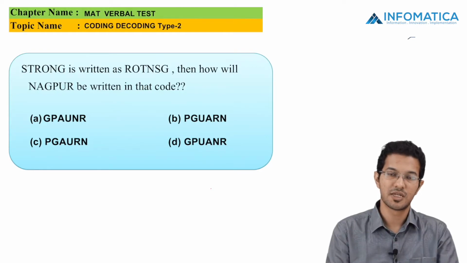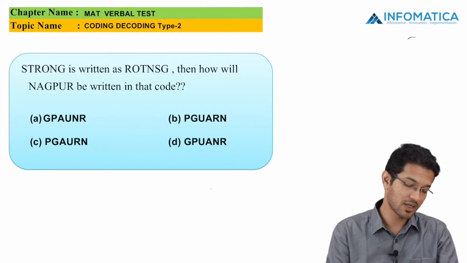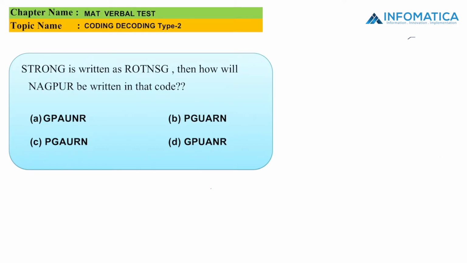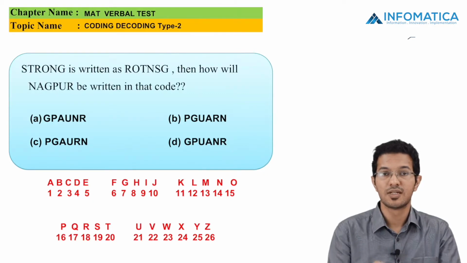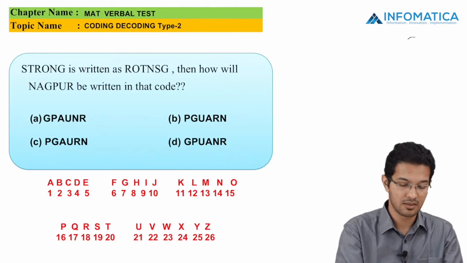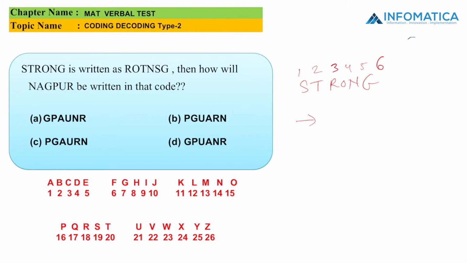Let's go for the next MCQ. It says that STRONG is written as ROTNSG. Then how will NAGPUR be written? Let's go for the solution. The first thing we do is write down the alphabets. So let us check out the pattern.